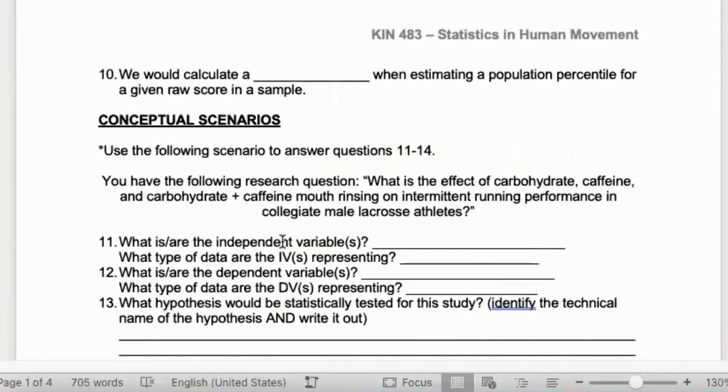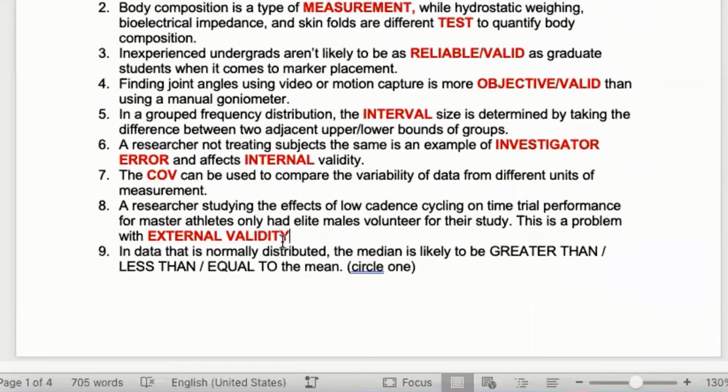And then I think this is, oh, we have one more after this, but this one is just answer greater than, less than, or equal to. In data that is normally distributed, the median is likely to be greater than, less than, or equal to the mean. Equal.